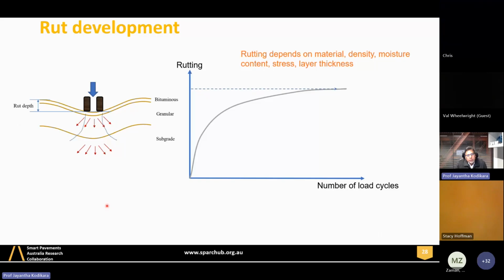So rut development, as I said before, comes from these granular and subgrade layers. We can basically subdivide the layers and, just like the USA approach, compute the stresses coming to them using elastic analysis, and use those stresses with the initial density and moisture content to determine the contribution with cycles and add them up, and then compute the rut development over the cycles during the pavement performance. So it depends on the material type, density, moisture content, and the stress that has come to the layer. Stress depends on the modulus, so modulus has a role to play in computing stress in the elastic analysis.